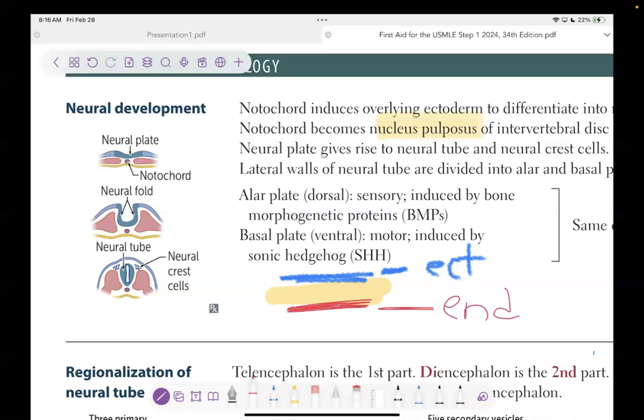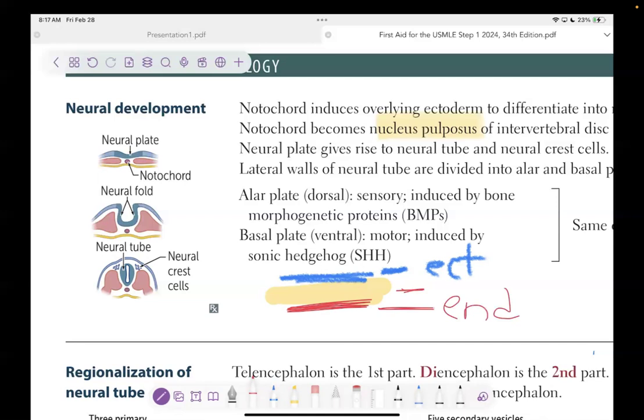So we don't need to forget this one as well. And the mesoderm is the middle layer. Of course, we know that ectoderm is the outer layer and endoderm is the inner layer. So, of course, in the middle, it is mesoderm.